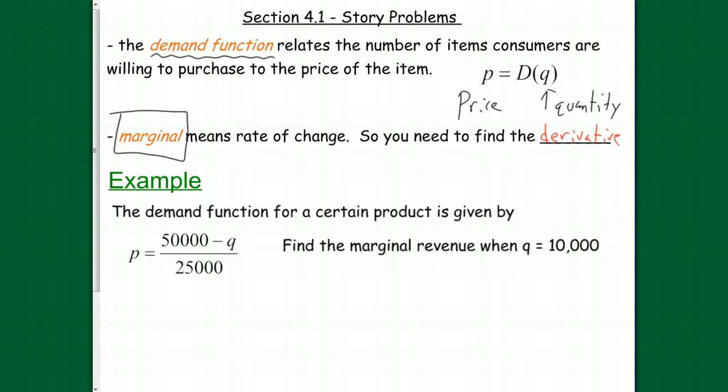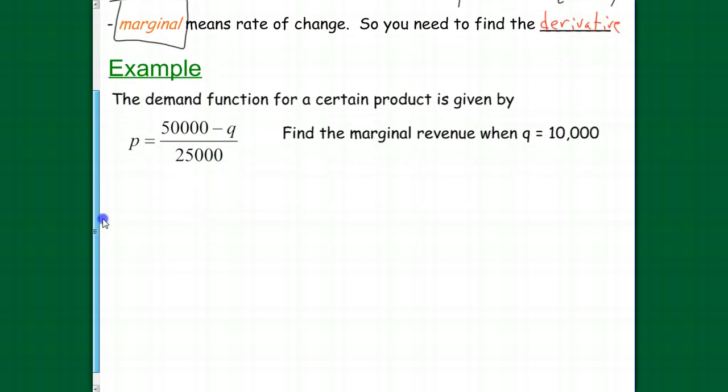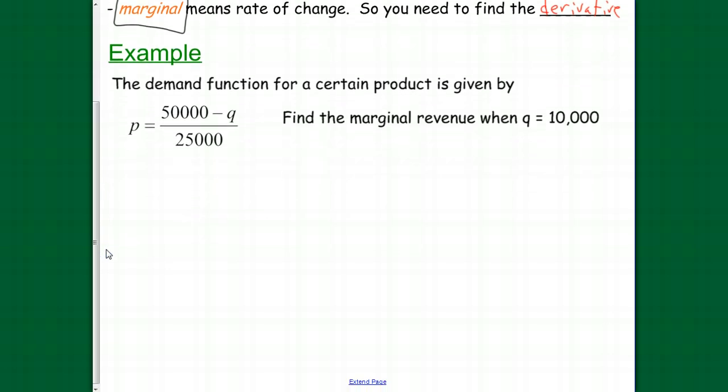All right, so let's look at this example. It says the demand function for a certain product is given by this equation. So again, the value of P is the price of the item. This value of Q is the quantity, how many of these items. So now, the question says, find the marginal revenue when Q equals 10,000.